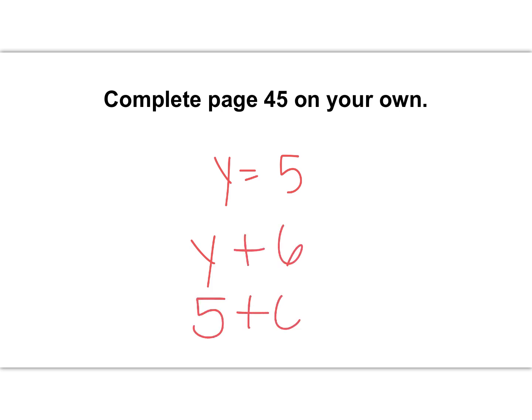All right, you're going to complete page 45 on your own. Make sure to actually write out your problems and then solve them. Always write it out. So if it's telling you y equals 5 and it's y plus 6, write out 5 plus 6. You have to substitute that variable out. Okay, write it out just like this and then solve it. You need to be in the habit of writing that out because when algebra problems get harder, you need to make sure you're doing that.